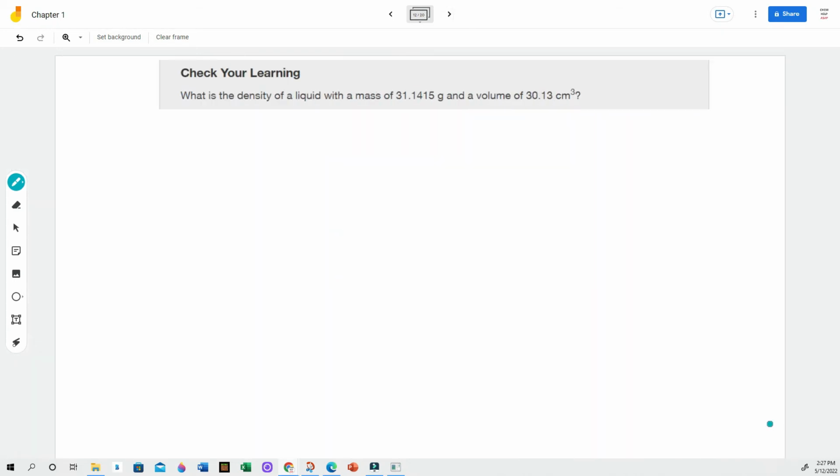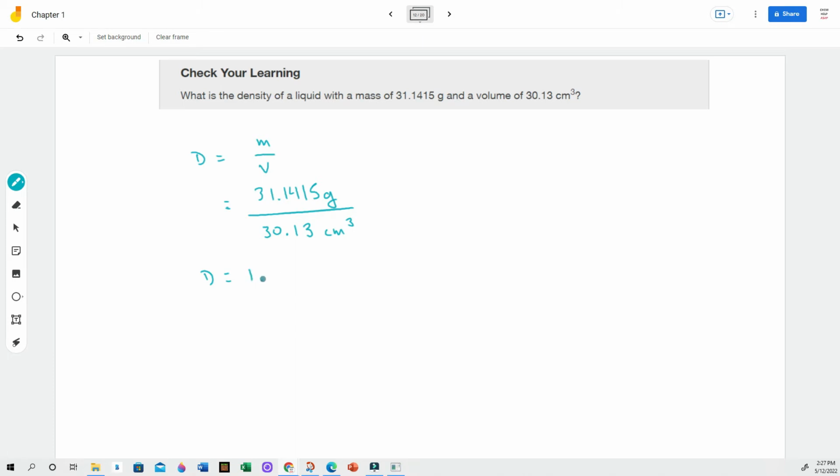Now on to the check your learning calculation. We are doing a density calculation. What is the density of a liquid with mass of 31.1415 grams and a volume of 30.13 centimeters cubed? All right, so of course density is simply mass over volume. So let's put our numbers in here. So we have 31.1415 grams divided by 30.13 centimeters cubed. All right, first let's just do the calculation.